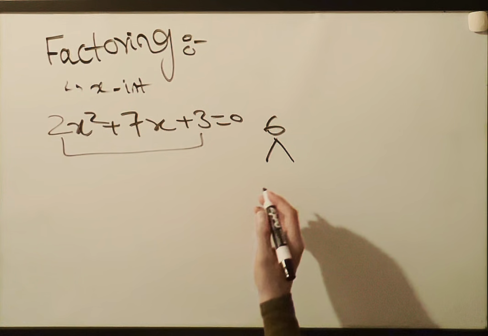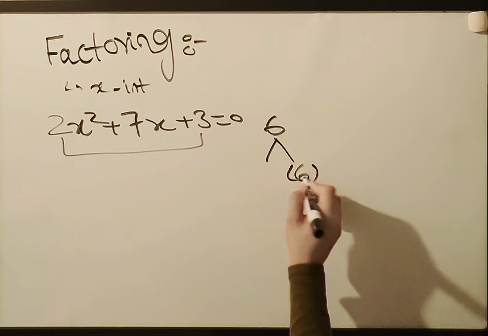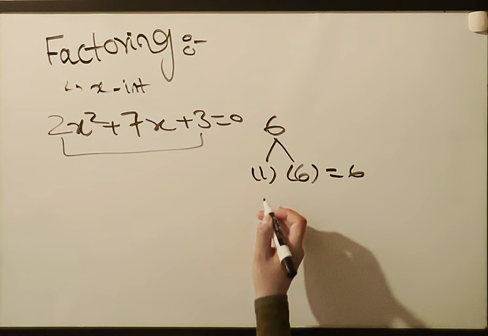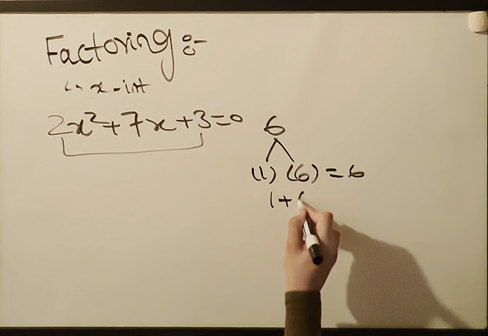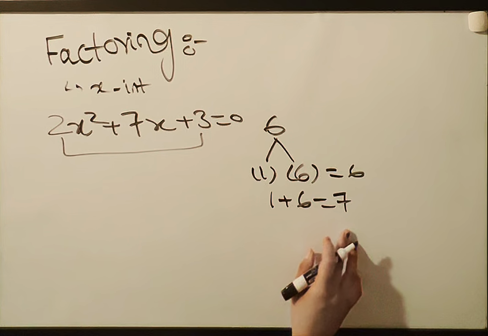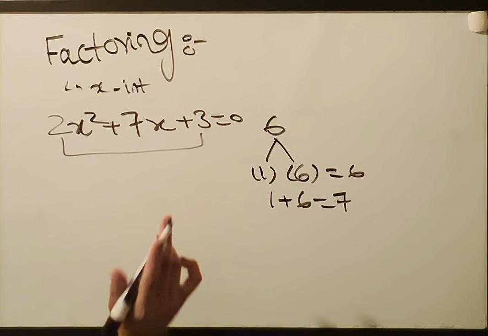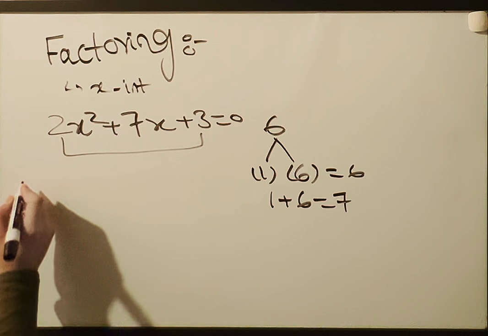So the next numbers might be 6 and 1. If I multiply them, I get 6, but if I add them up, we get 7, which means these two numbers are the numbers that might work. So first, that will work, not might.